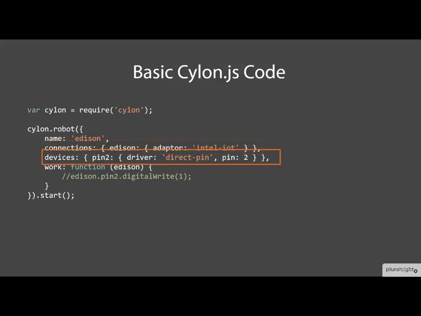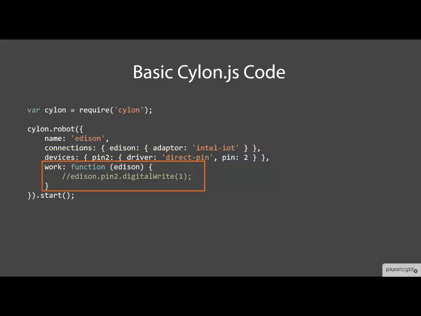Next, a list of devices. In this case, Cylon's referring to all the things that you've hooked up to your robot. In this case, we've simply defined pin 2. Notice that we specified the direct-pin driver for this device. That string needs to match one of the built-in drivers that Cylon recognizes. In this case, direct pin simply allows functions like digital read and digital write. Other more specific or involved drivers allow more abstract control of your devices, and you can even write your own.